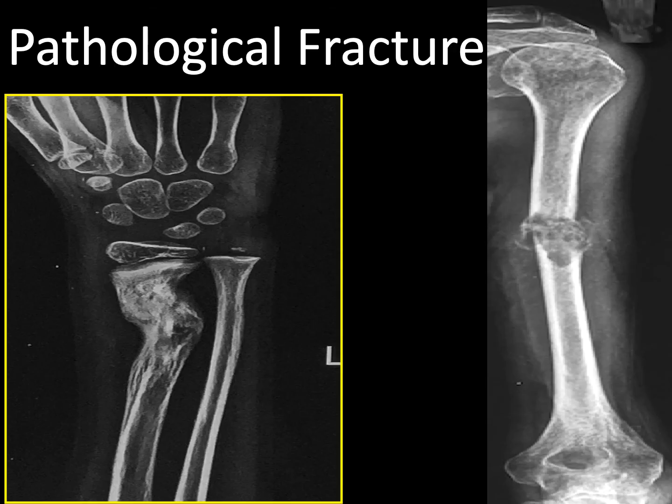Next is pathological fracture. Here is a case of radius osteosarcoma with a pathological fracture, which was treated with chemotherapy and limb salvage surgery. On the right side we can see a pathological fracture in the case of sarcoma.